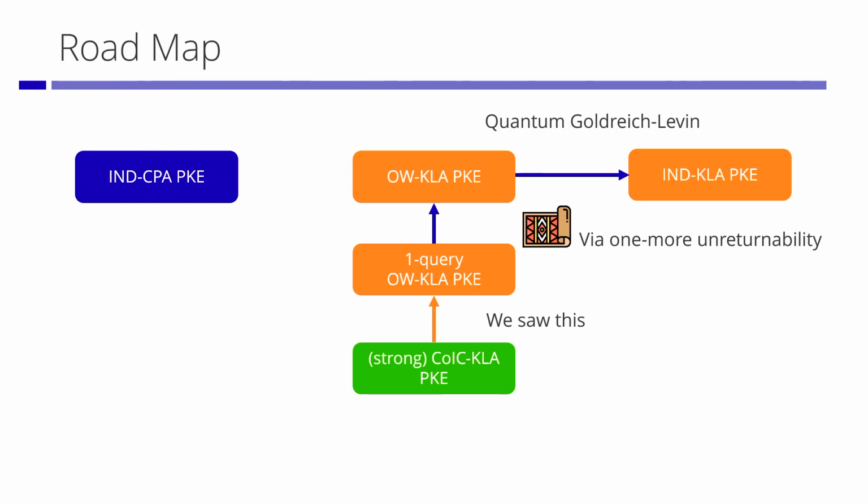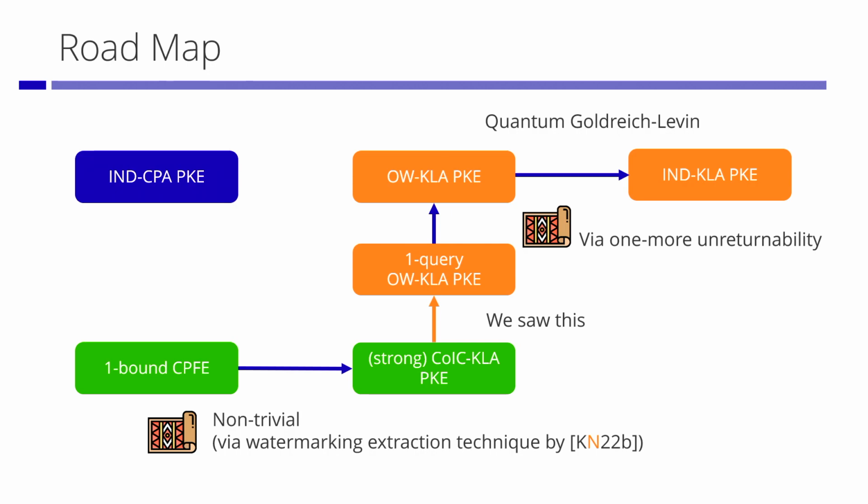So the last big question: how to achieve COIC security. We use one-bounded ciphertext policy functional encryption. And actually, this task is also non-trivial, but I omit this part due to the time limitation. Sorry. But interestingly, we use a watermarking extraction technique in this construction. And we know that we can achieve one-bounded CPFE from standard IND-CPA secure PKE. So we can achieve IND-carrier secure PKE from standard IND-CPA secure PKE.